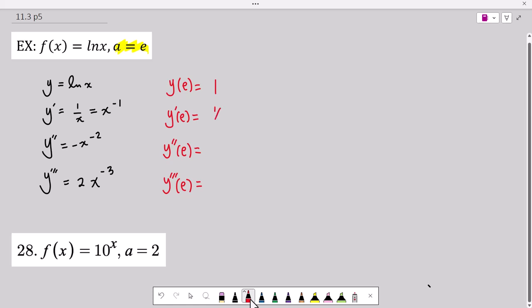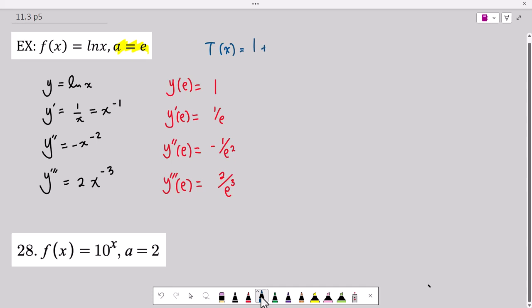Oh, we had some fractional things here. Would it be easier to have e to the -1 and e to the -2? Yeah, you could write it like that. Sure, doesn't matter. Whatever floats your boat.